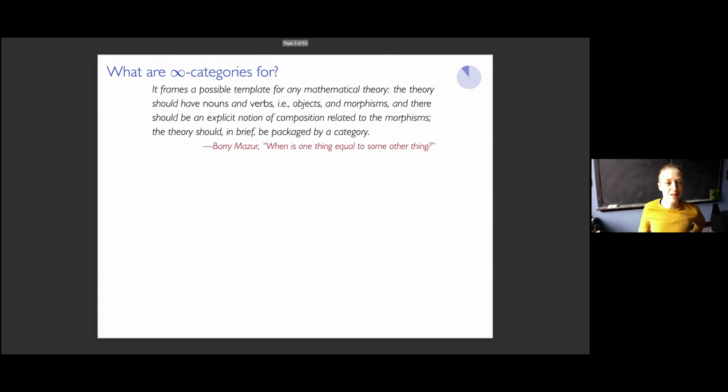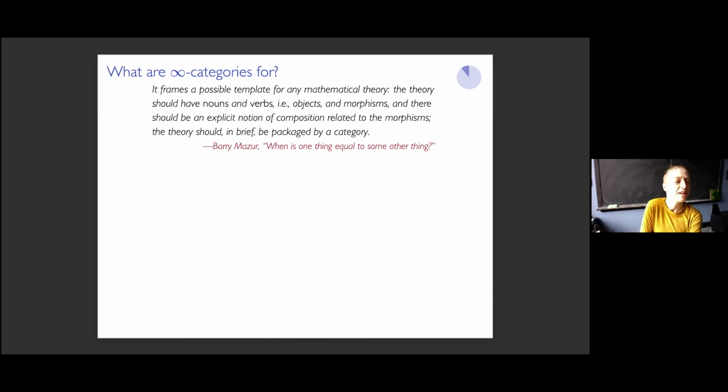Okay, so if infinity categories are kind of in the water where you swim, you might wonder what they're about and what they're for. And there's a metaphor that I really like from Barry Mazur that describes the role of ordinary categories in mathematics. So Barry says that a category frames a possible template for any mathematical theory. The theory should have nouns and verbs, in other words, objects and morphisms, and there should be an explicit notion of composition related to the morphisms. That theory should, in brief, be packaged by a category.